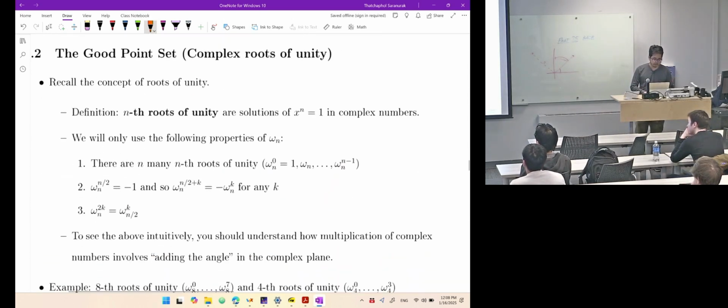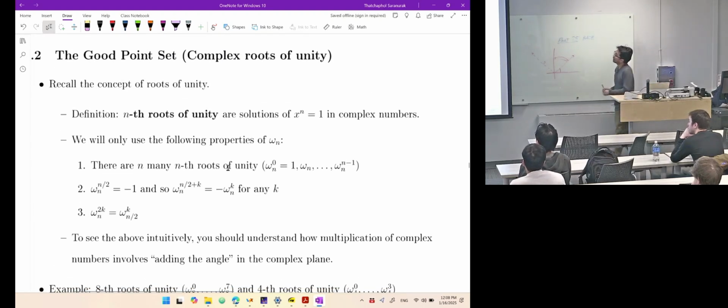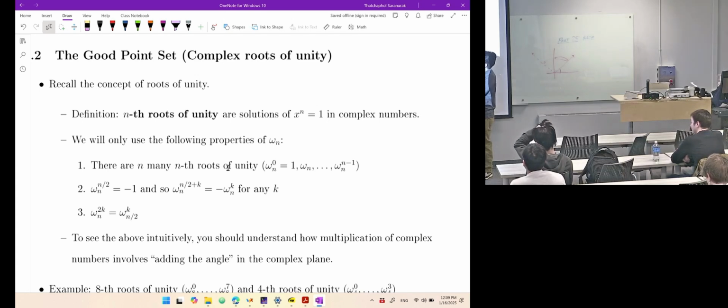Okay, so let me recall the concept of root of unity. The n roots of unity are just the solutions of x to the n equals 1 in complex numbers. I hope that if you don't know this from last time, you look it up a bit. Here is the list of properties that we will need in this class. If this doesn't make sense, look it up, but I'm just going to assume this.